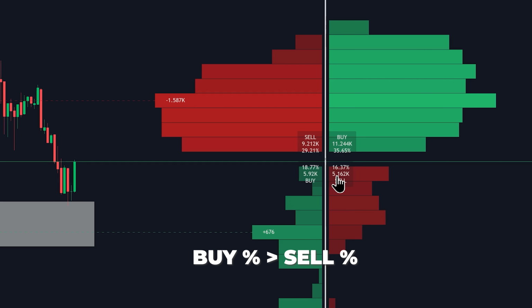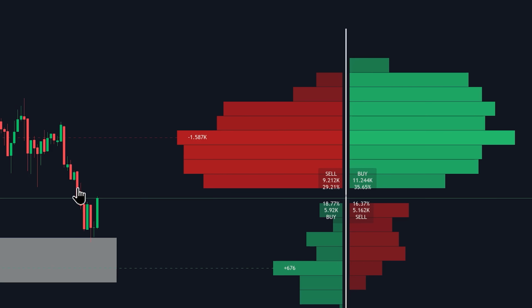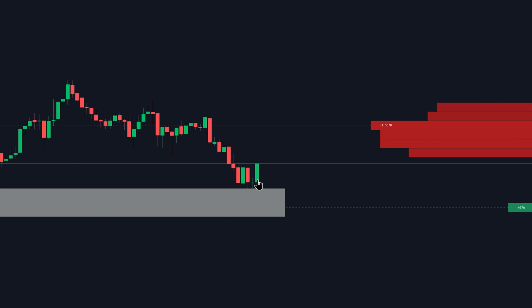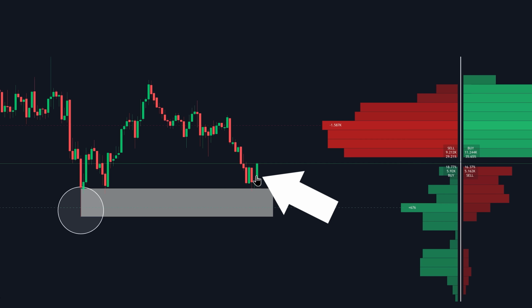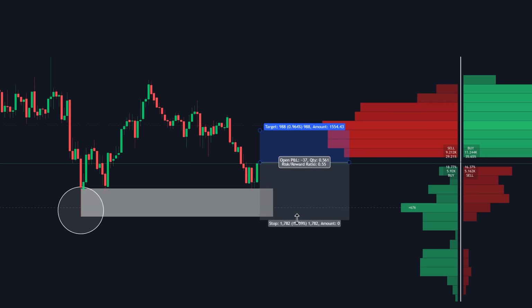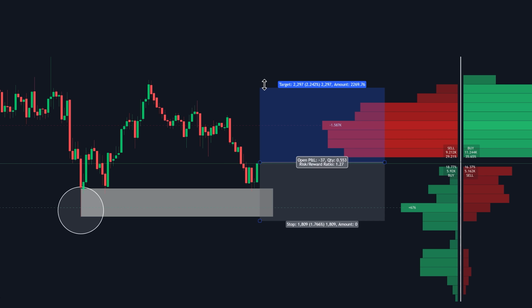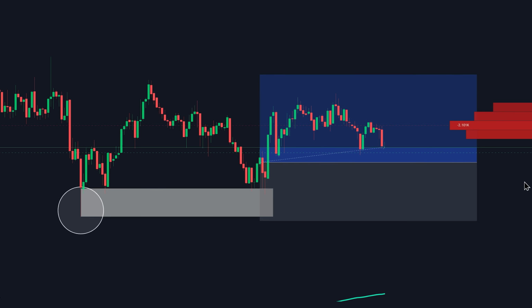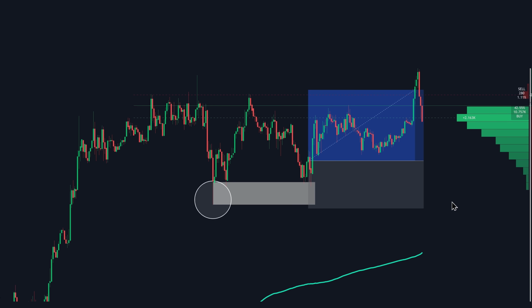So now we just let the market do its thing. Price comes down, touches our zone, and then we wait for signs of bullish continuation, like an engulfing candle. And this is a beautiful engulfing candle, which means we're going to take a long position here, put the stop loss comfortably under the zone that we drew, and set the take profit at 1.5 times your risk. Let the trade run. And as you can see, the trade was profitable.